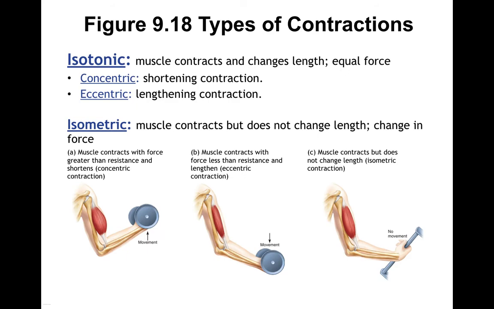You can have an isotonic contraction, in which the muscle contracts, changes length, and gets an equal force. If it's concentric, you get a shortening contraction. If it's eccentric, we get a lengthening contraction. In the case of an isometric contraction, the muscle contracts, it's doing work, but the length doesn't change, so there's no change in force.